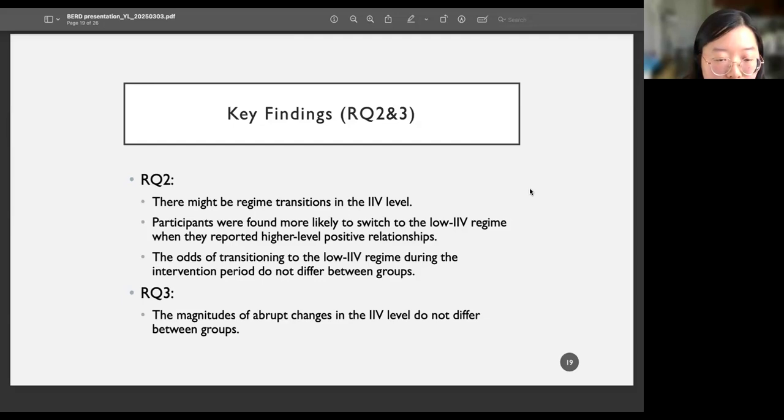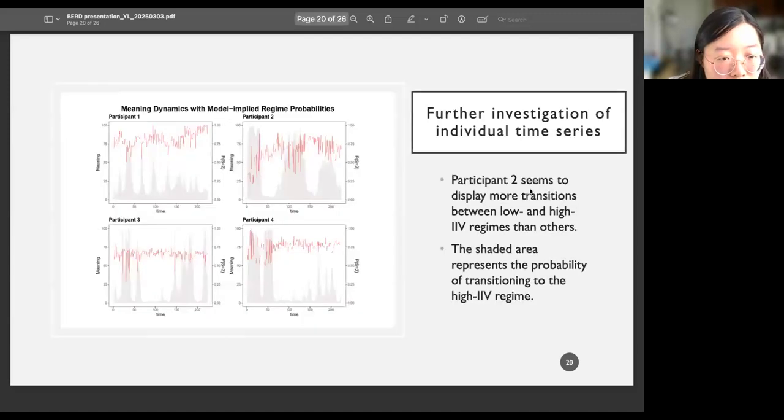Then next we look further into the individual time series. If you could go to the next slide. So although we didn't find any statistically significant group level differences, when we investigate the individual time series, we did find that some participants show transitions between regimes. Like for instance, participant 2 here, we can see that it first transitioned from the high IV regime, then to a low IV regime, and then to a high, and then to a low.